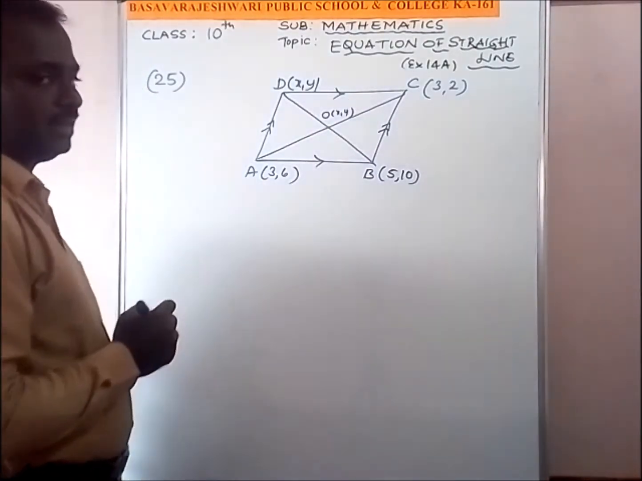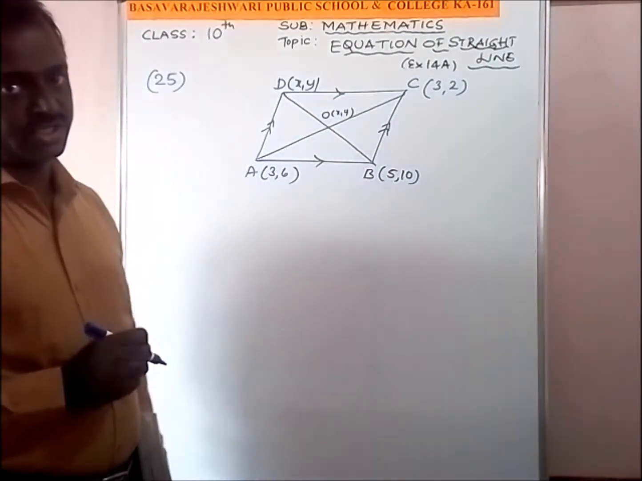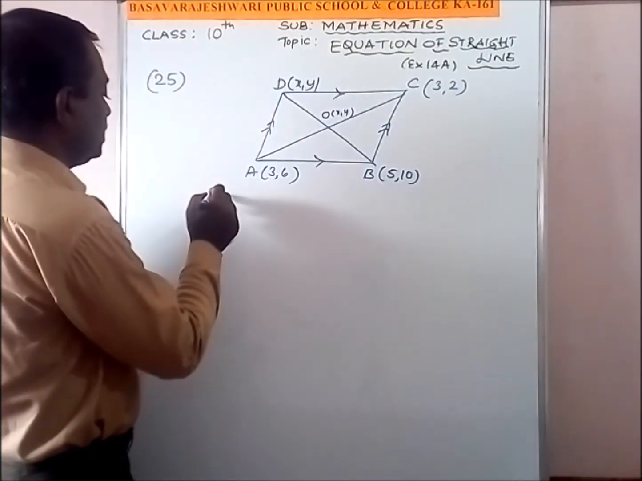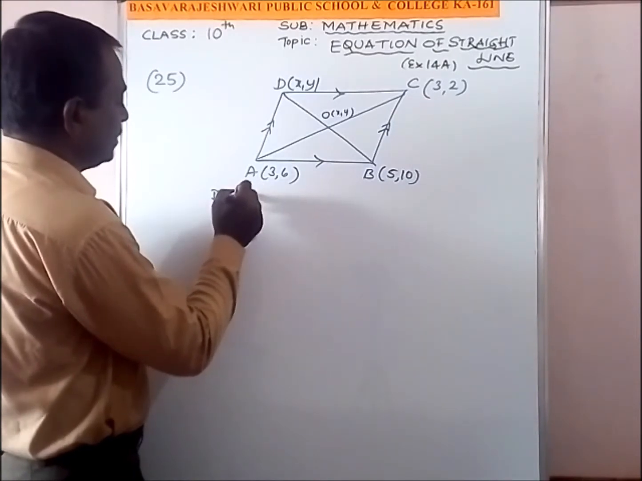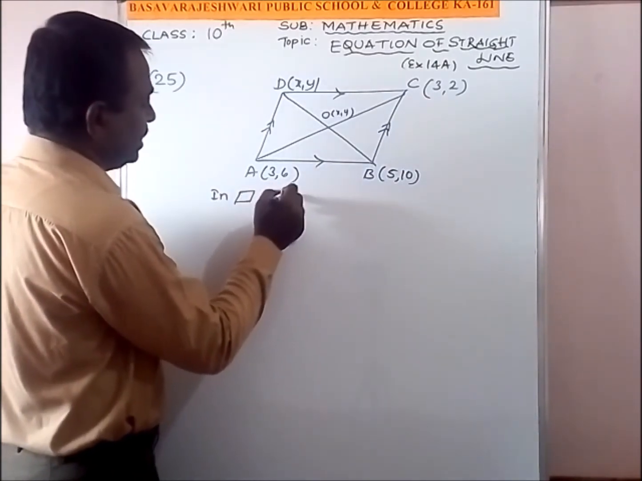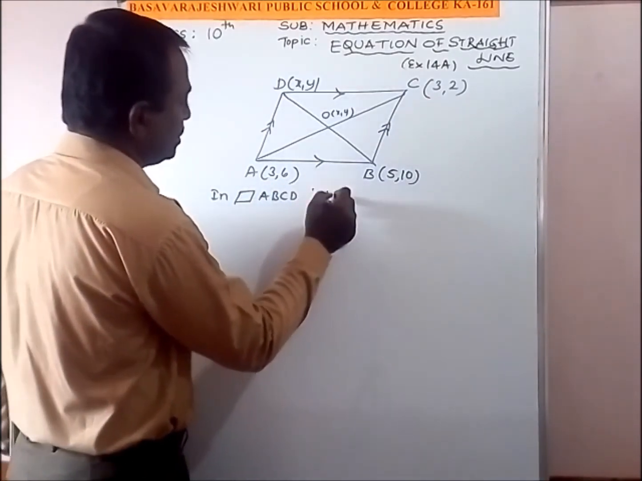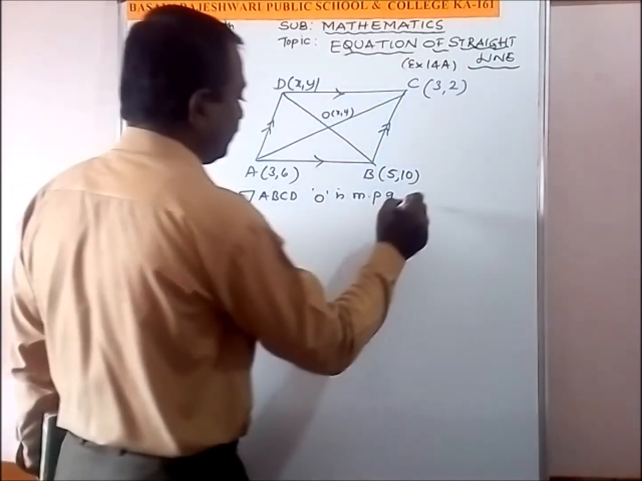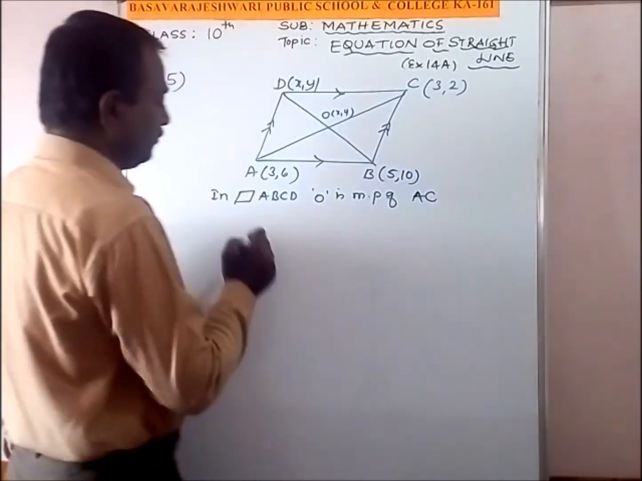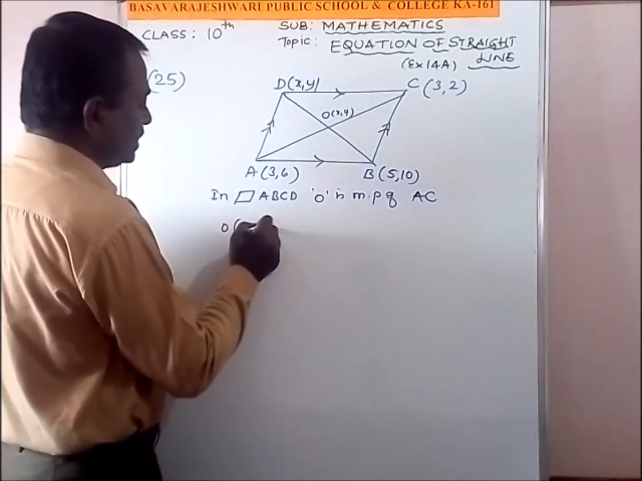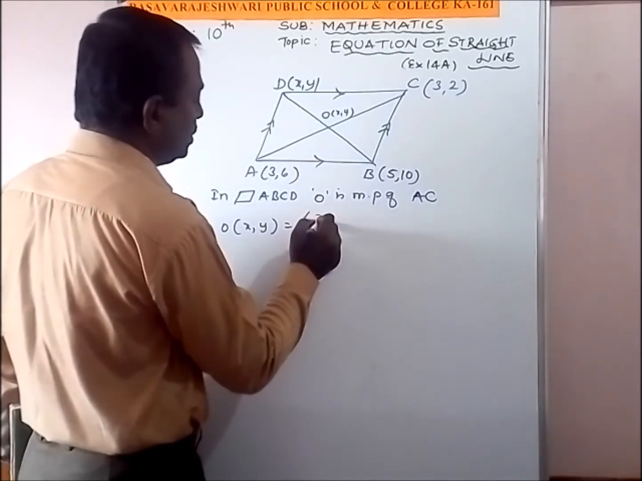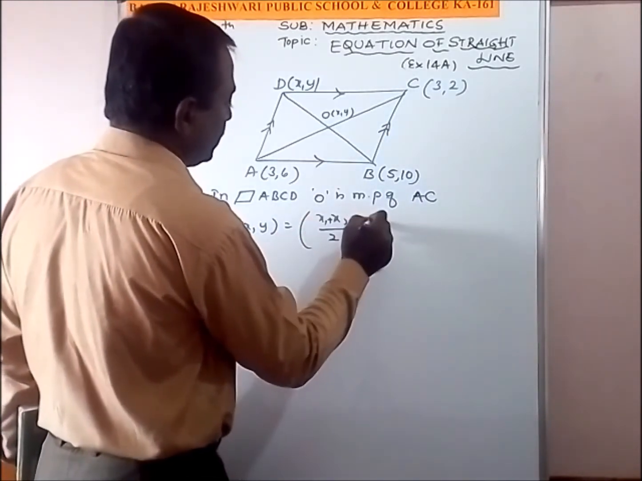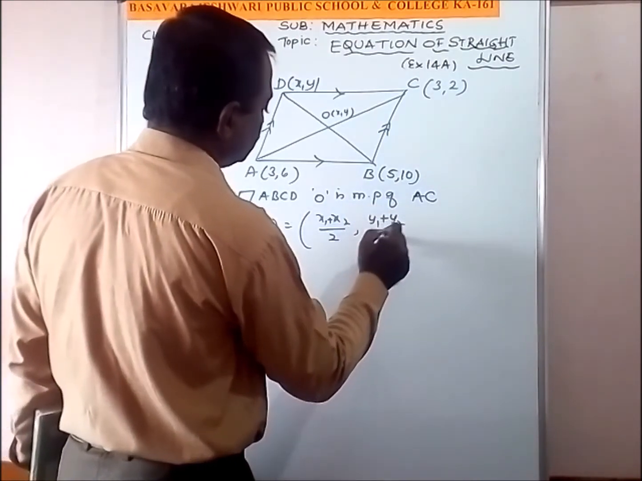So in a parallelogram, diagonals bisect each other. Therefore, O is the midpoint of AC. In parallelogram ABCD, O is the midpoint of AC. Therefore, O of (x, y) is equal to ((x1 plus x2) by 2, (y1 plus y2) by 2).